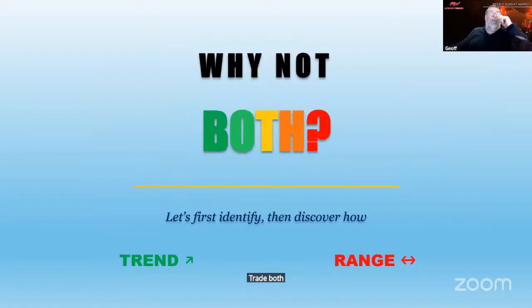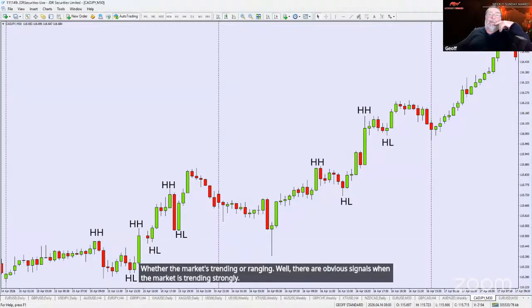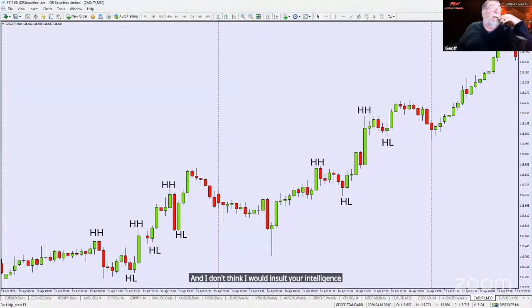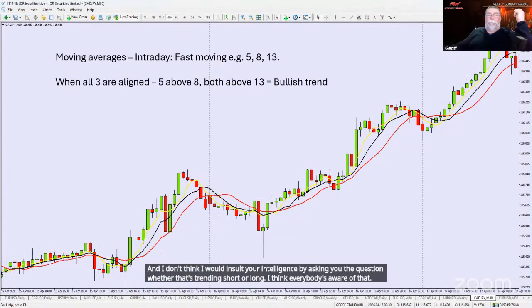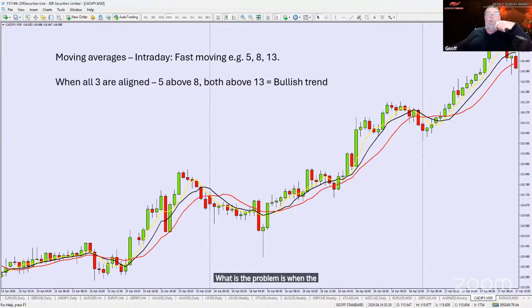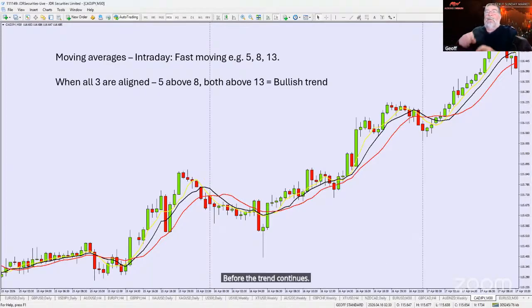But how do you know whether the market's trending or ranging? Well, there are obvious signals when the market is trending strongly. I don't think I would insult your intelligence by asking whether that's trending short or long. Everybody's aware of that. They're not the problems. The problem is when the market's not trending strongly and you're getting lots of little ranges before the trend continues. That's where I think both systems come in handy.